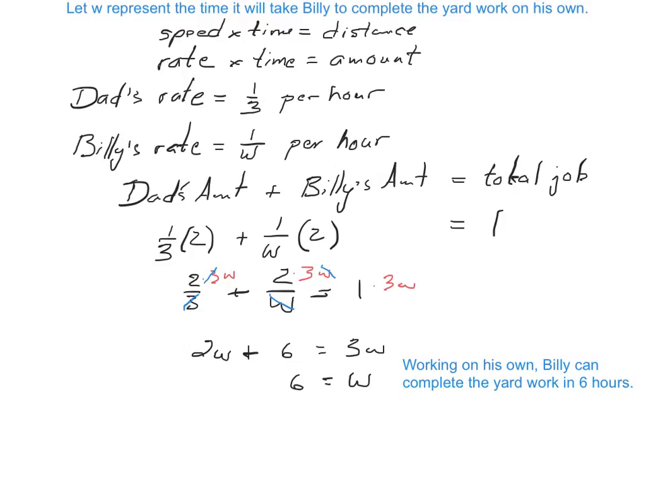So here you have it. Working on his own, Billy can complete the yard work in 6 hours. All right. With those examples, you should be set to work on the assignment that is listed on Edmodo. So those 6 questions take some time to work on.